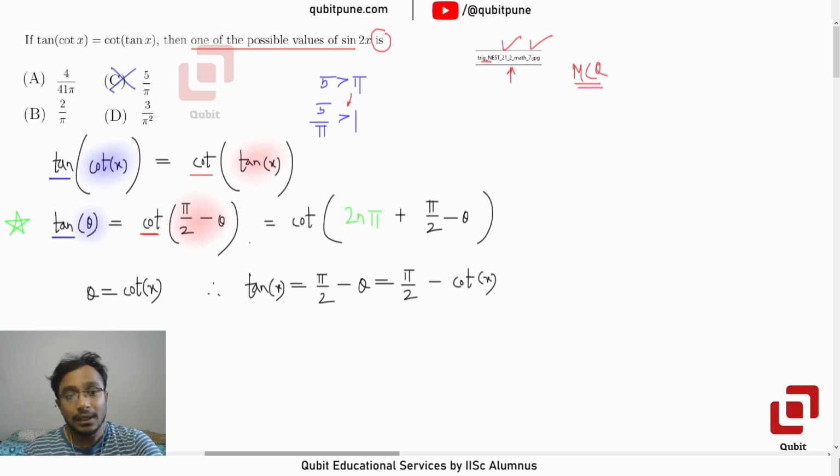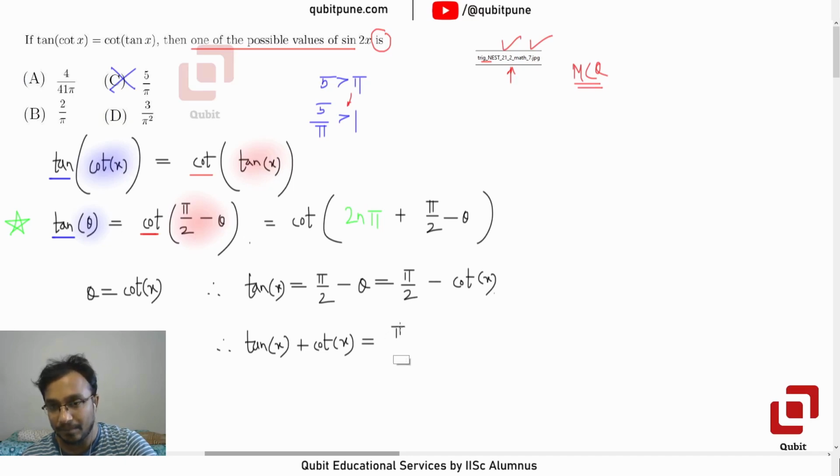Yes. Now we get another equation. Tan of x plus cot of x is equal to pi by 2. I have deliberately not included 2n pi. You will realize that it contradicts the fact that sine x is never greater than 1.